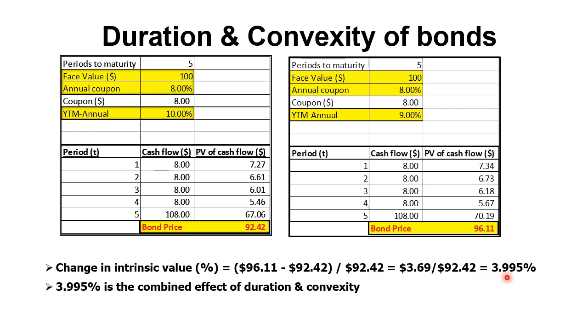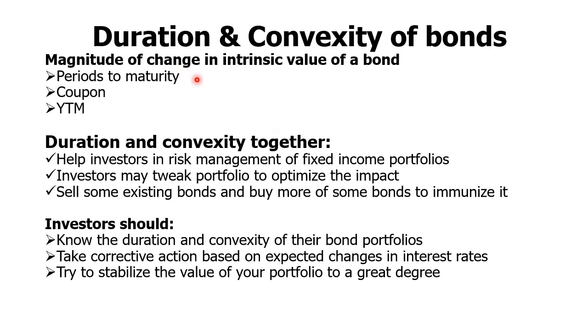3.995%. As we will see later, this 3.995% figure is approximately the combined effect of the modified duration and the convexity of the bond. Also note that the magnitude of change for a bond will depend upon various factors such as its period to maturity, the annual coupon, and of course the YTM.